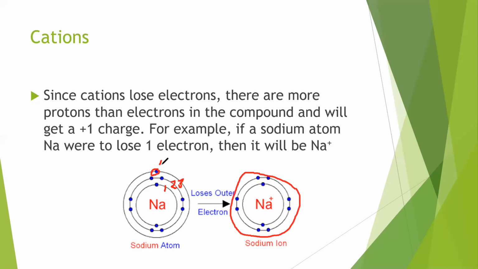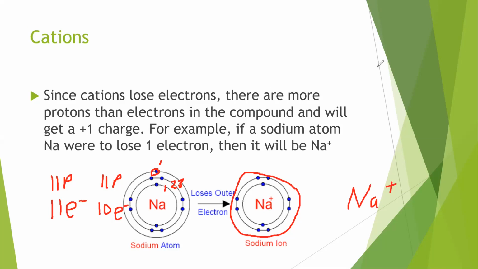So if you lose 1 electron, sodium has 11 protons. Neutral sodium has 11 protons and 11 electrons. And remember, this negative sign over the e stands for a negative charge. So when we lose that, we're going to have 11 protons and only 10 electrons. We're going to have 1 more proton than electron. That's why we write it as Na+. This plus signifies that we have 1 more proton than electron.